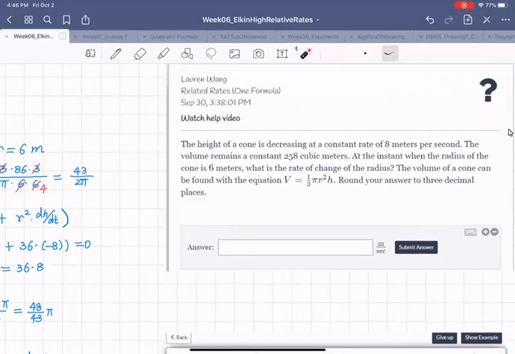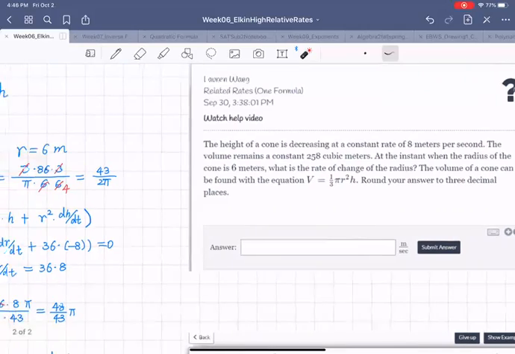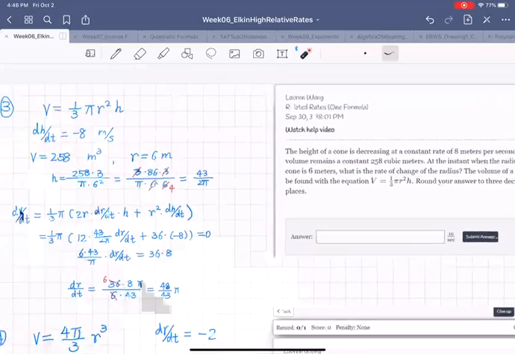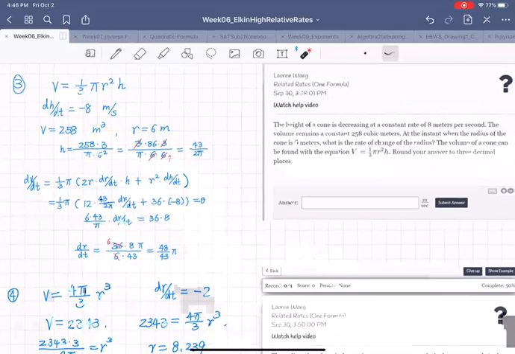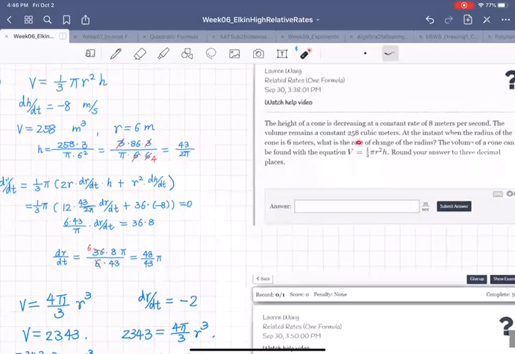What is it supposed to be? Negative 3.5 something? Nope. Let's do this one together. This question is a little bit tough. Okay. That's what I'm saying.